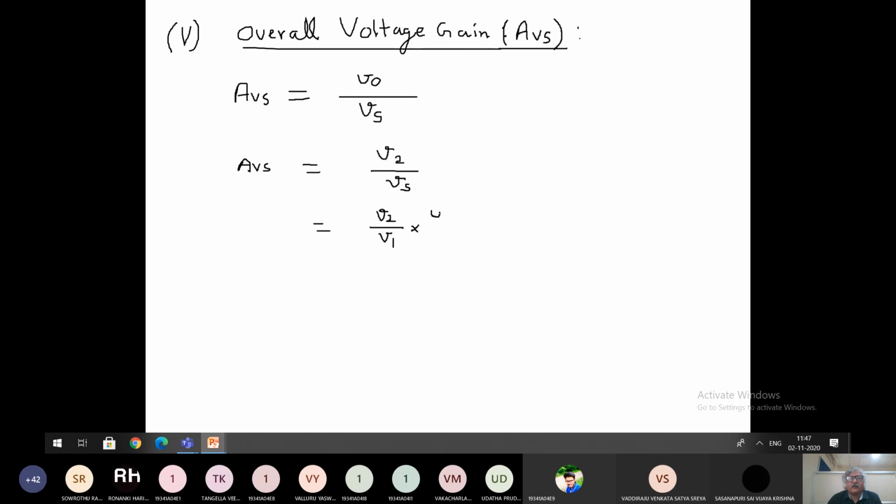Okay, so here I will write V1 by Vs, right? So both of these equations are the same. Simply V2 by Vs. I have written it this way, V2 by V1 multiplied by V1 by Vs. So you can cancel out V1 and V1 and you will get V2 by Vs only, right? So in this way I have written this equation.